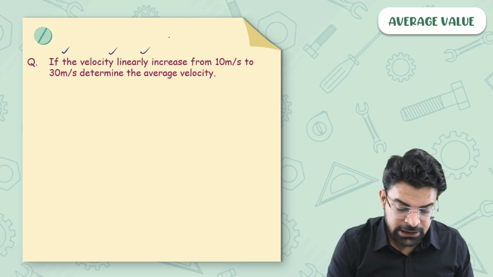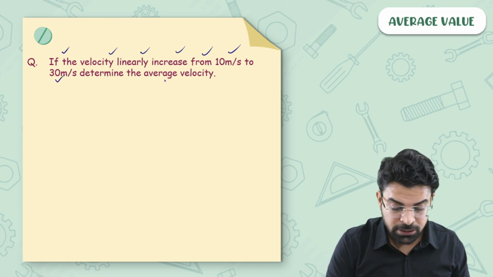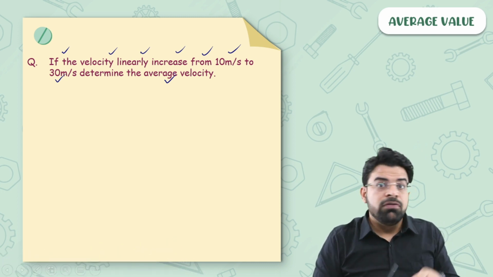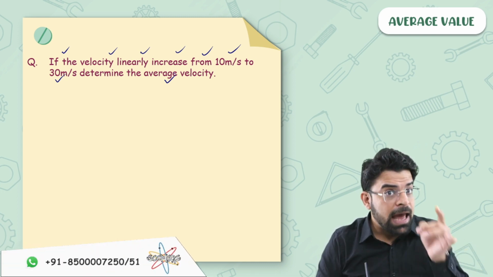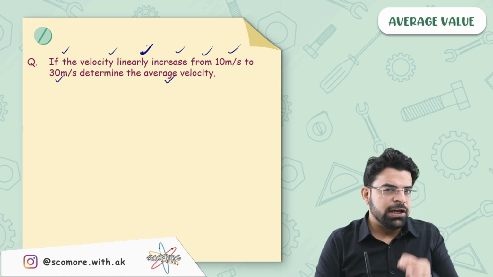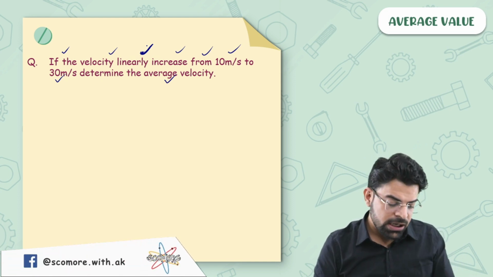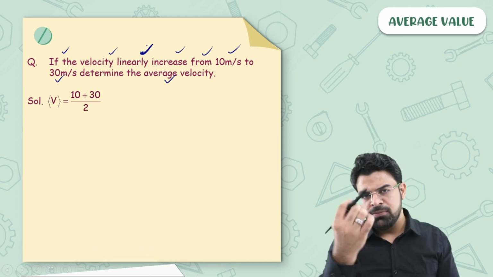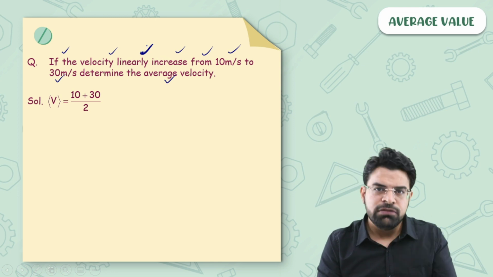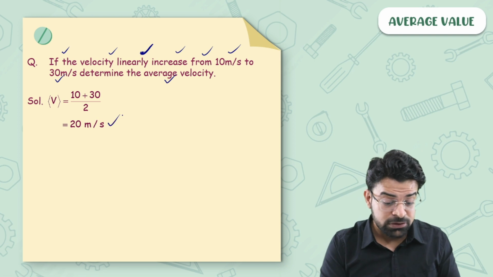If the velocity linearly increases from 10 meter per second to 30 meter per second, determine the average velocity. So a particle has initial velocity of 10 meter per second, final velocity of 30 meter per second, and it is said that the velocity increases linearly. If the velocity increases linearly from 10 and becomes 30, then what is the average velocity? You can simply say, sir, the average velocity has to be initial plus final by 2. Initial is 10, final is 30, so the average value has to be 10 plus 30 by 2, which is nothing but 20 meter per second. Easy thing. I will use it many times while solving questions.